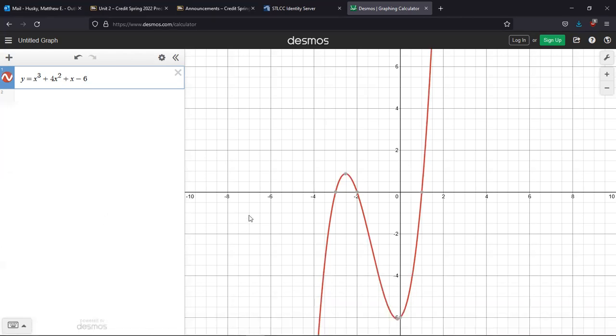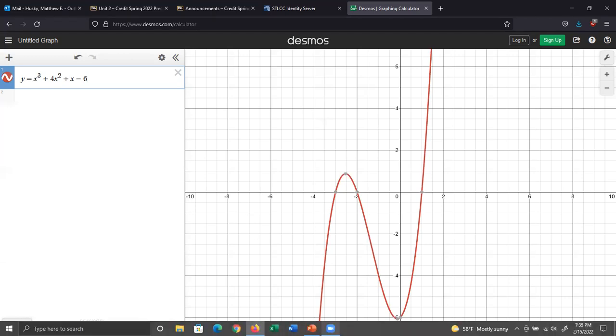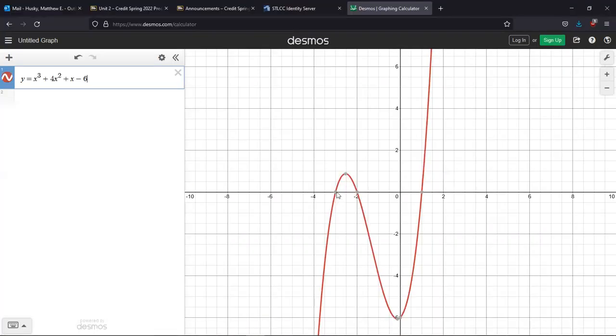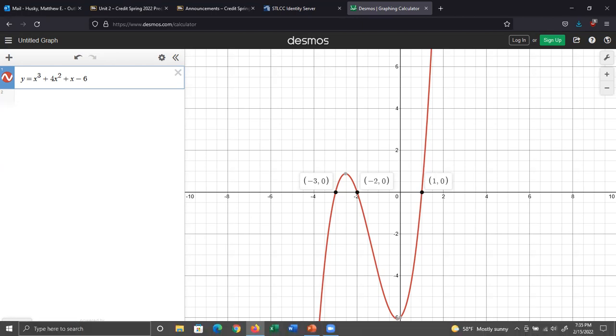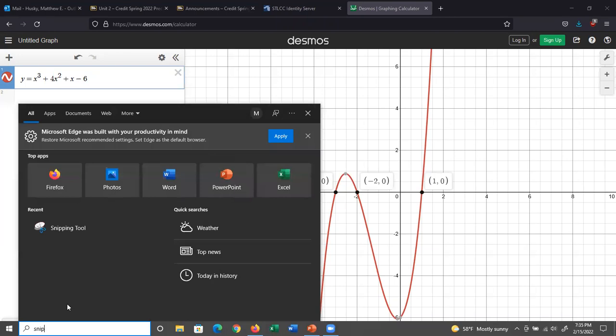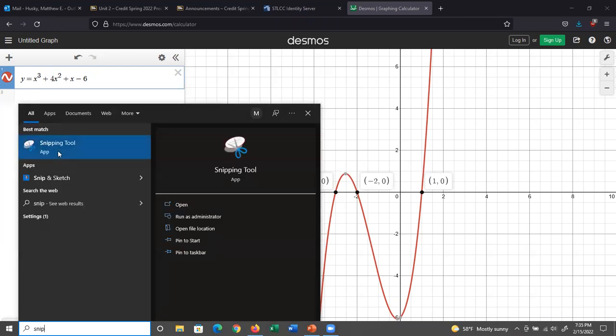So here you go. There's a picture of the graph, and what are we trying to find? We want the x-intercepts. Click on this point, click on that point, click on that point over there. How awesome is that? And what I'm going to do is break out the snipping tool.